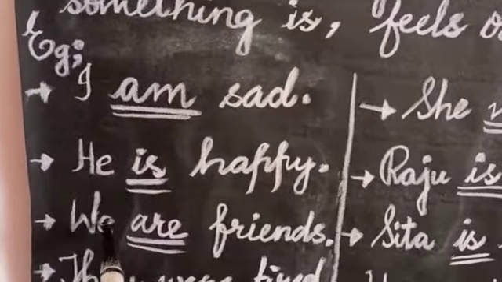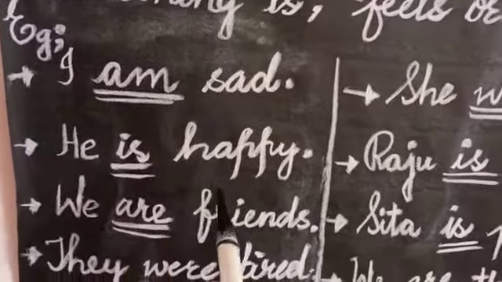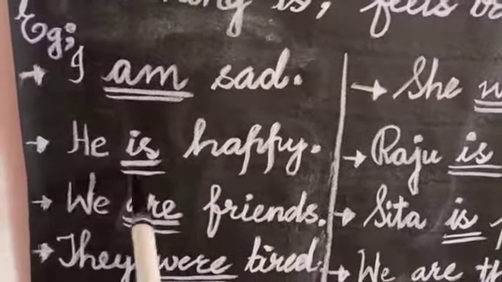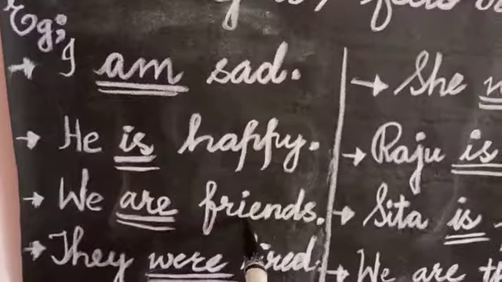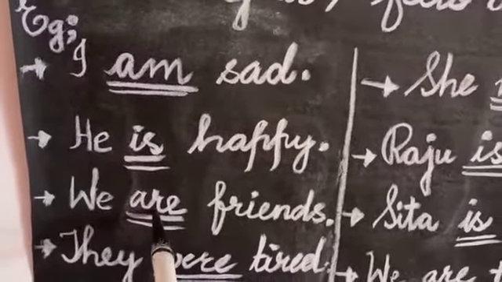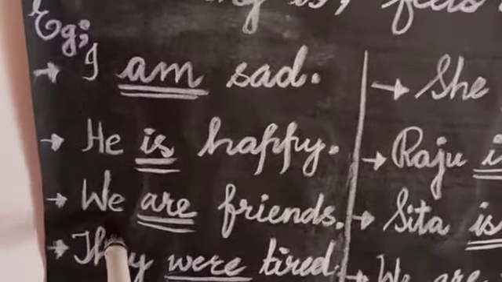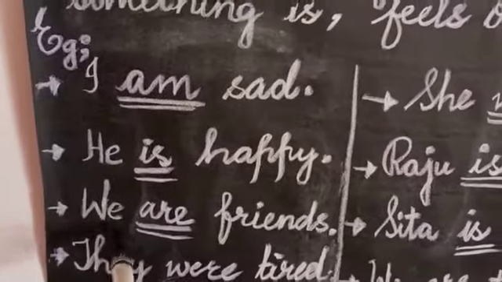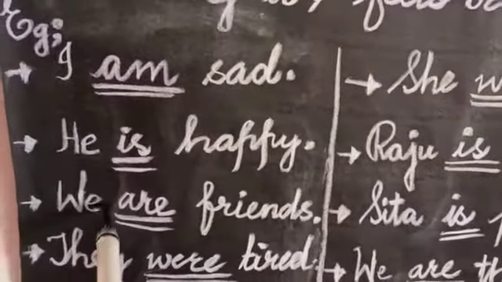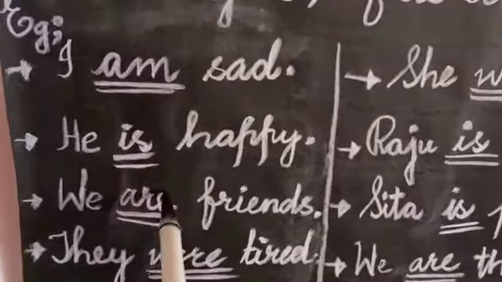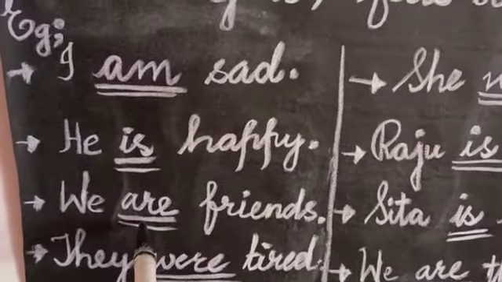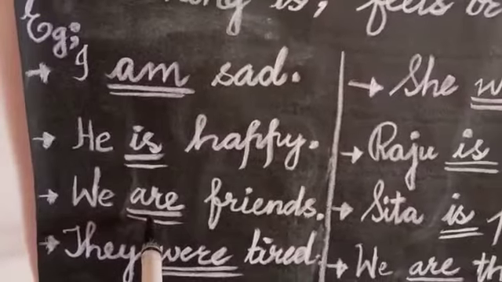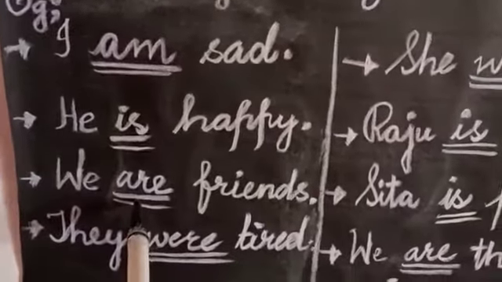Now next example, we are friends. Again, you can see no kind of physical action or physical activity is here, but still this "are" is showing how we are. What is the condition of we? What is the situation of we? So here, we are friends. Again, this "are" is a verb, but is this an action verb? No, this is not an action verb. It is a verb of being.